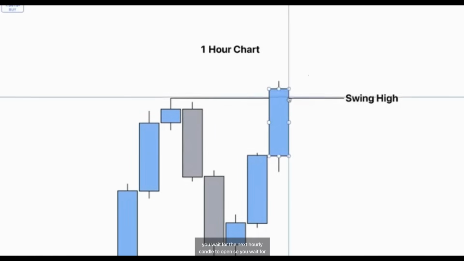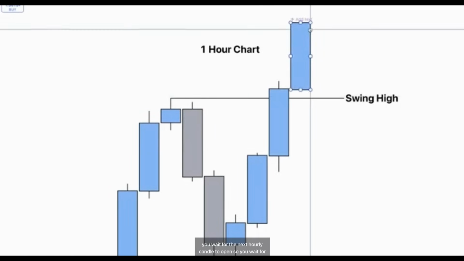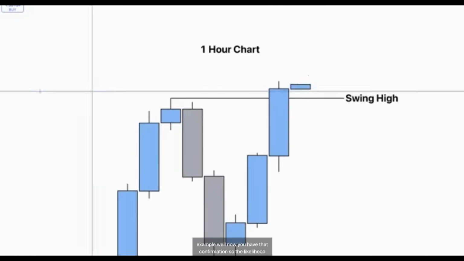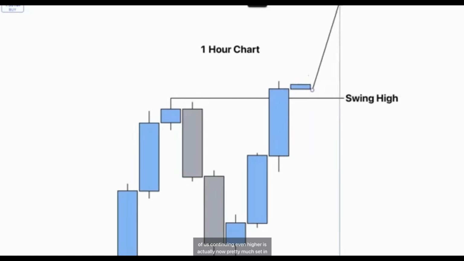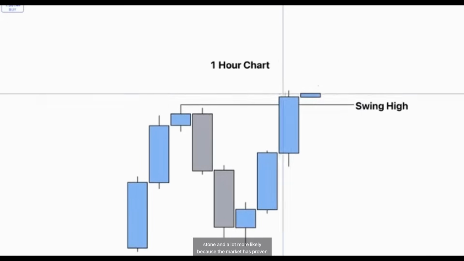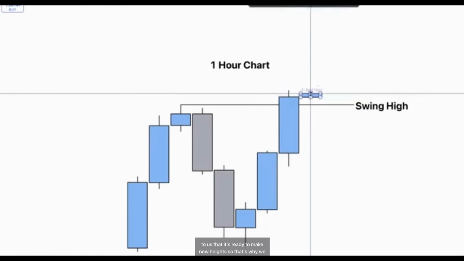If you wait for the next hourly candle to open, so you wait for a closure and the next hourly candle opens like this, for example, well, now you have that confirmation. So the likelihood of us continuing even higher is actually now pretty much set in stone and a lot more likely because the market has proven to us that it's ready to make new highs.